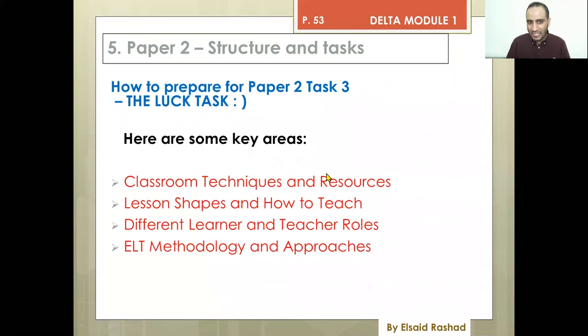How to prepare for this LAC task? Here are some sources: classroom management and resources, some areas, lesson shapes and how to teach the receptive, productive, and the language functions and the language systems, different learner and teacher roles, ELT methodology and approaches, and we will provide you with all the materials needed to prepare not only for this task but for the whole test.